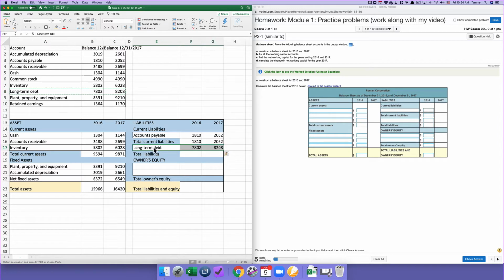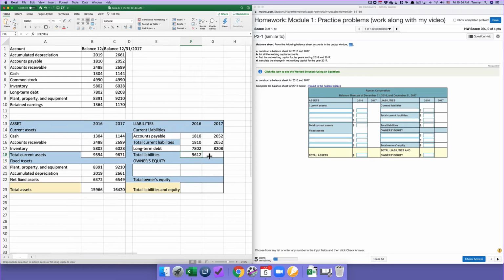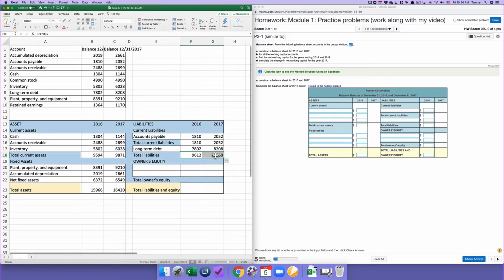Either way, as long as you have equations in here, you'll be able to use this spreadsheet for the actual homework assignments that you have that are graded and that go into your course grade. So there's our total liabilities, and then our equity accounts are retained earnings and common stock.